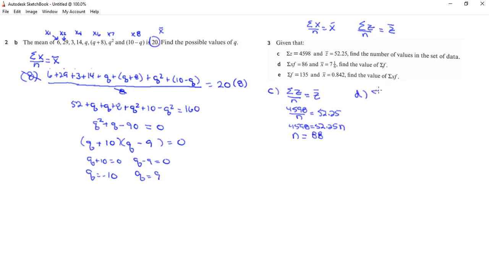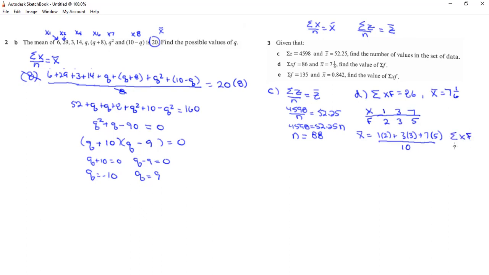Now in D, this one's a little bit different. It says the sum of x times f is equal to 86, and the mean is equal to 7 1/6. So let's suppose this. What if I gave you a frequency table? Let's make a real quick, simple one. All right, and then I asked you to find the mean. Well, what you do is you take each one of those x's, and then you multiply them by their frequencies. You add those products up, and then you divide by the total number of frequencies, or the sum of the frequencies. So that's how you'd find the mean if you had a frequency table.